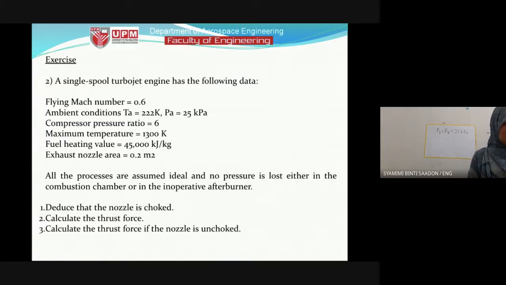Okay, so you calculate T7. Using the isentropic equation, the ideal gas equation, you get 625 Kelvin. Then you calculate V7, using the same equation as in exercise 1, 2Cp square root, etc. So you have 983.96 meter per second.